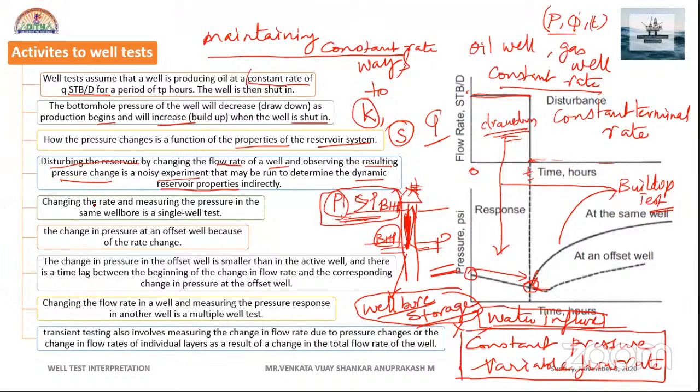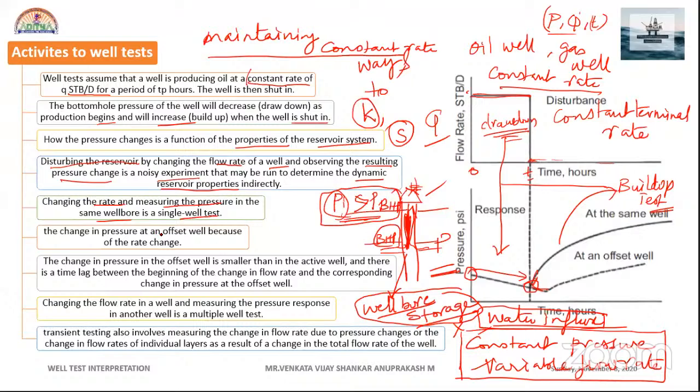So changing the rate and measuring the pressure in the same wellbore, when you are doing it, that is called a single well test. We are observing within the same well that we are doing it. So that is called a single well test.